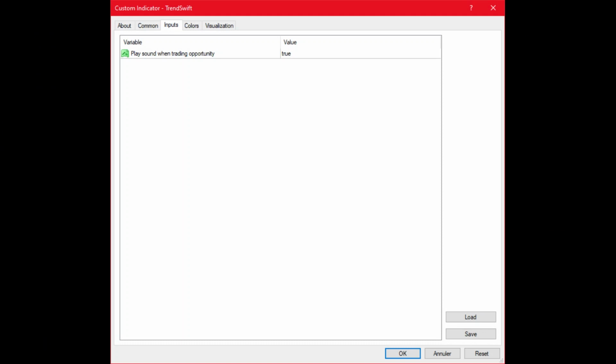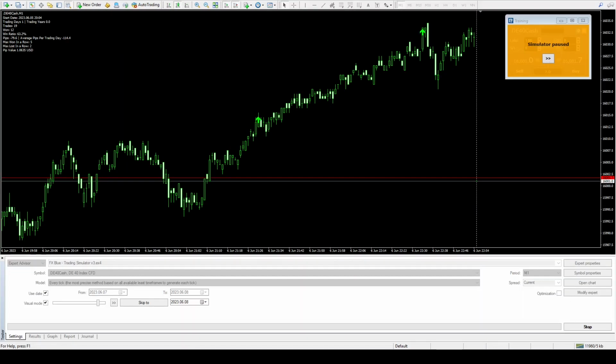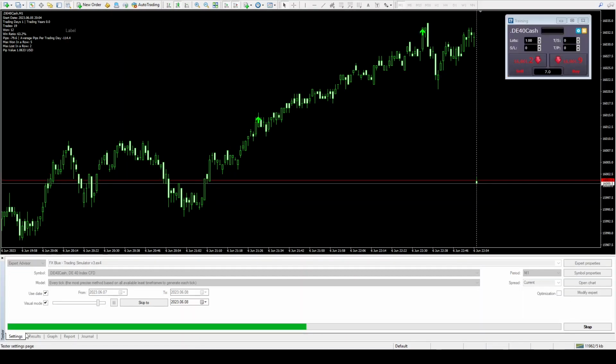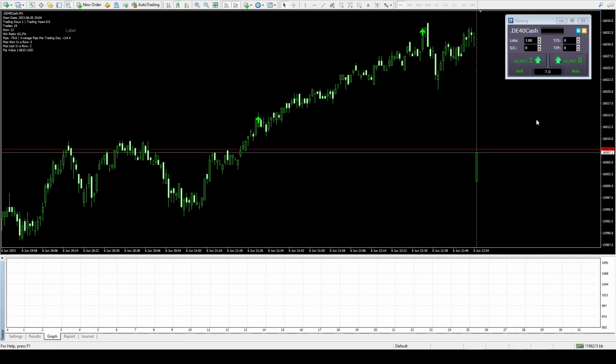TrendSwift actually has only one input. If you set this input to true, it will play a sound when an incoming trade opportunity, buy or sell, will pop up. It's the one and only input of TrendSwift, meaning that TrendSwift can work for absolutely any kind of instrument without changing anything. The next and last step is an example of how to use TrendSwift in a trading situation, so stay tuned.